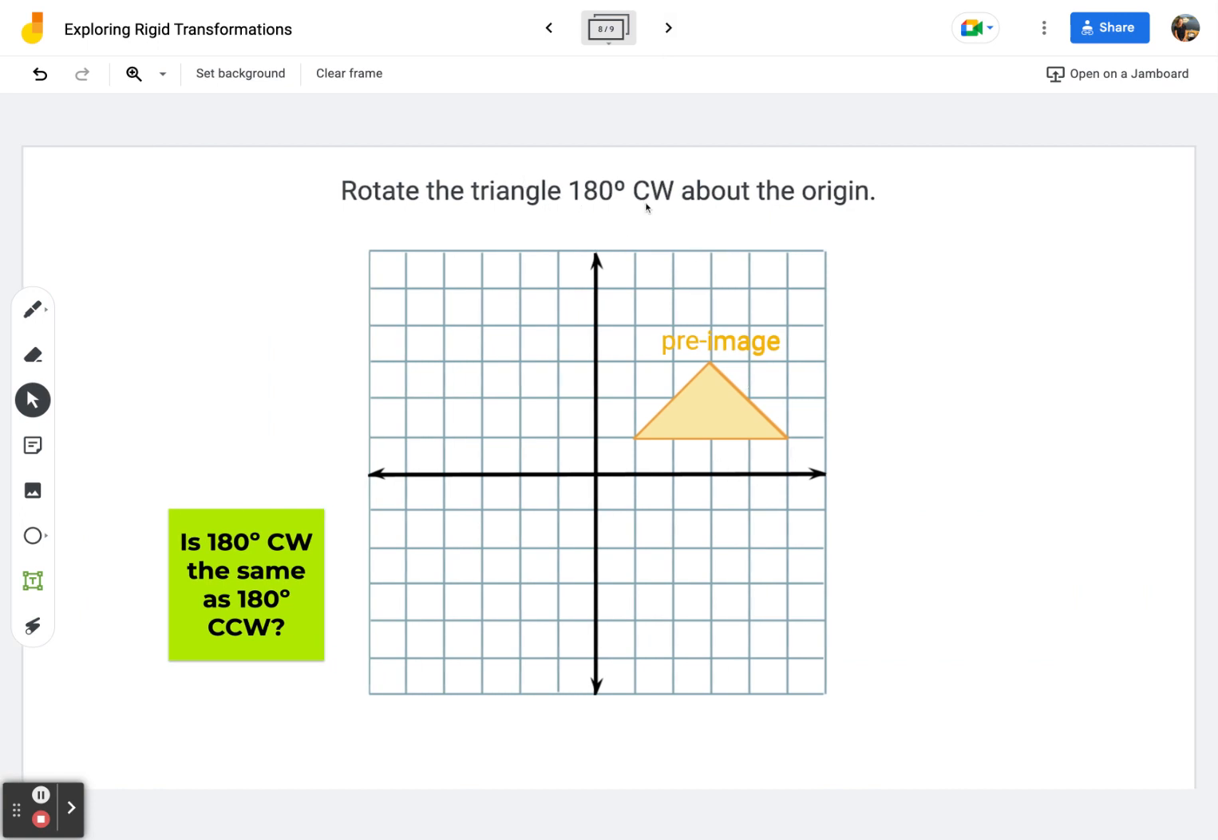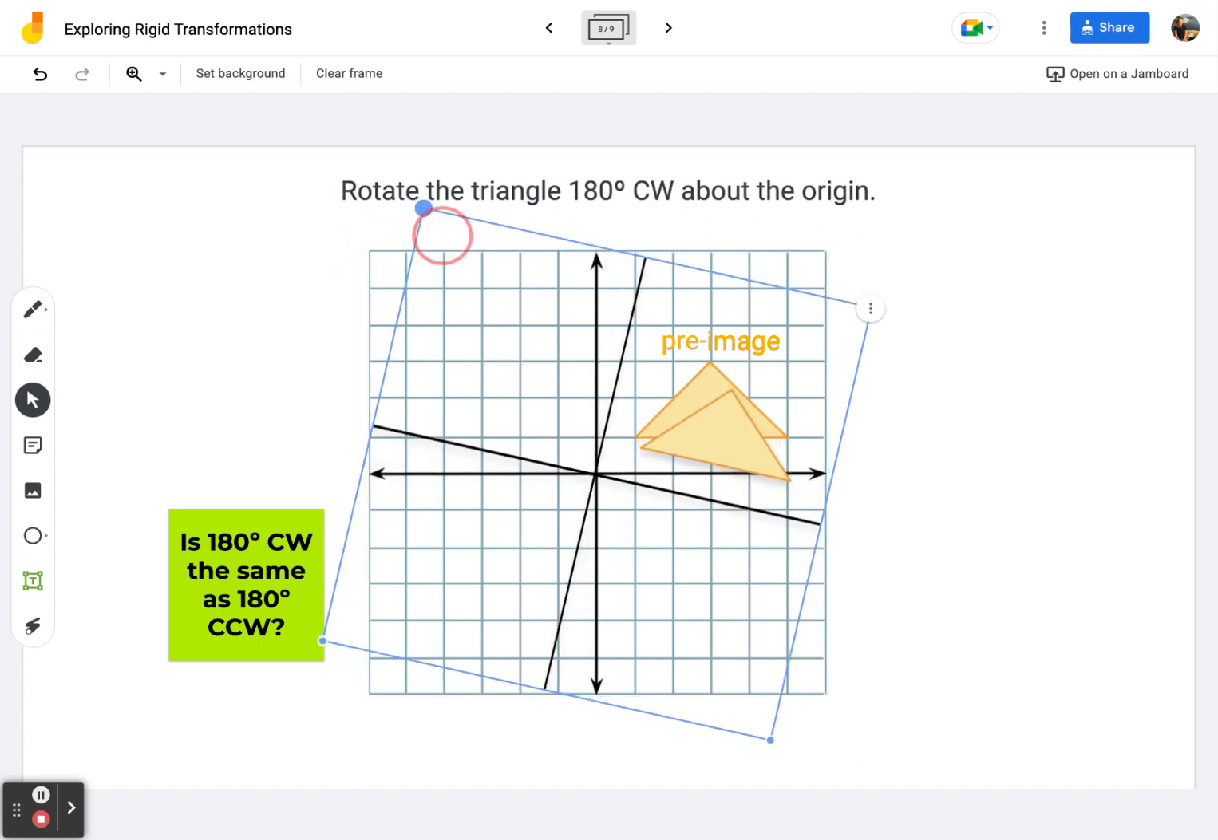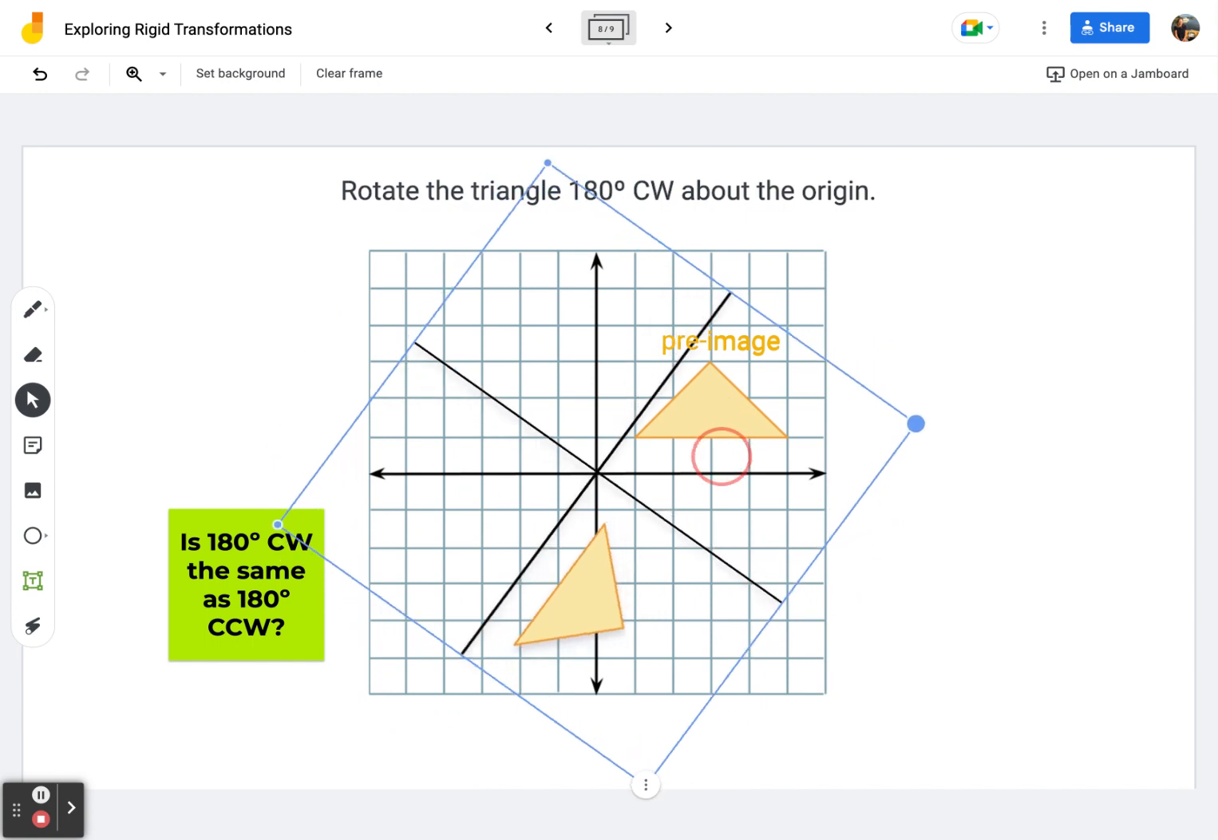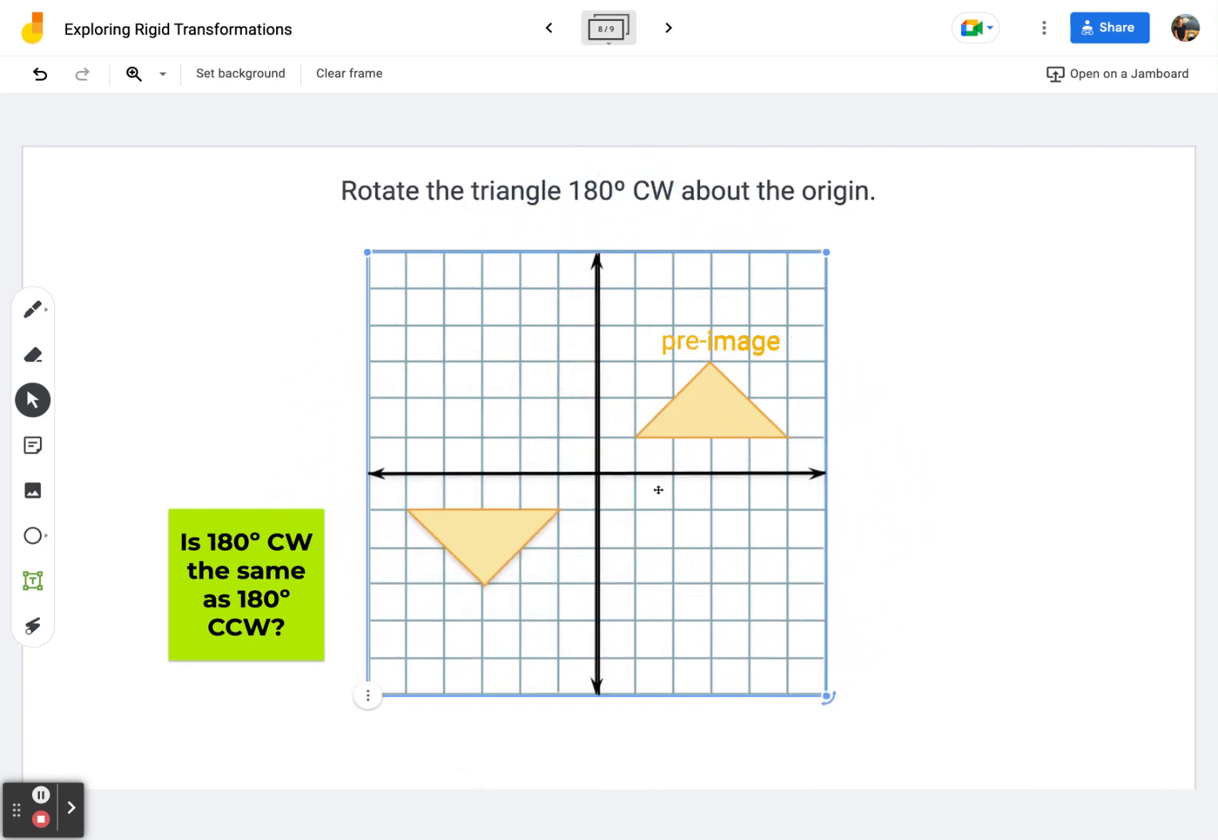Rotating a triangle 180 degrees clockwise: this time picture that when I go 90 degrees clockwise, the triangle will land here, and then the triangle will land over here. And how will it be positioned? Try to visualize it. Here's your 90-degree clockwise and then your 180-degree clockwise. So directly across: if the pre-image was in quadrant 1, the image will be in quadrant 3 when it's a 180-degree rotation.